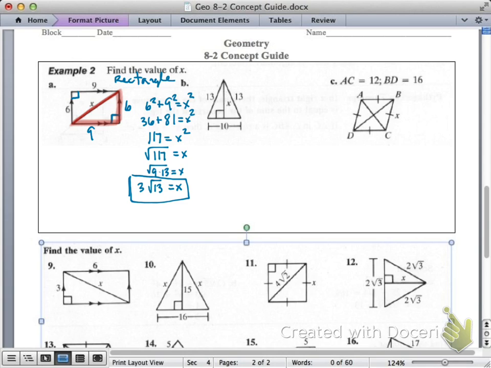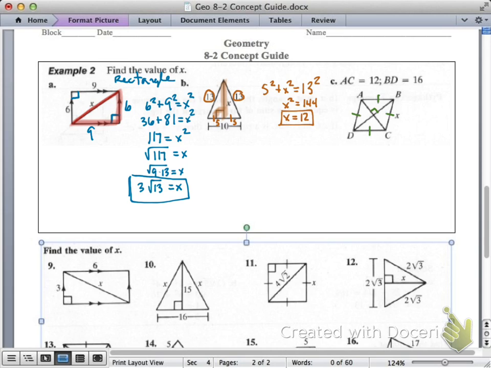All right, the next diagram, we have an isosceles triangle with an altitude. That altitude there will cut the third side in half. So we end up with two pieces down there of 5 and 5, which means we have two right triangles. 5 for a leg, x for a leg, and 13 for the hypotenuse. Set up your Pythagorean theorem. X squared equals 144, x equals 12.